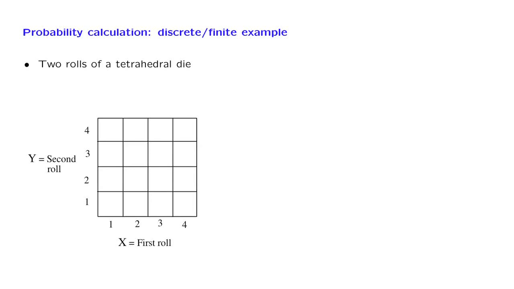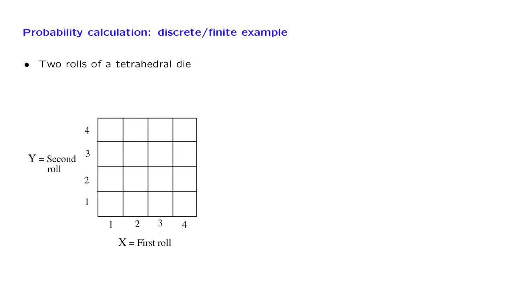Let us now move from the abstract to the concrete. Recall the example that we discussed earlier, where we have two rolls of a tetrahedral die, so there are 16 possible outcomes illustrated in this diagram. To continue, now we need to specify a probability law, some kind of probability assignment.